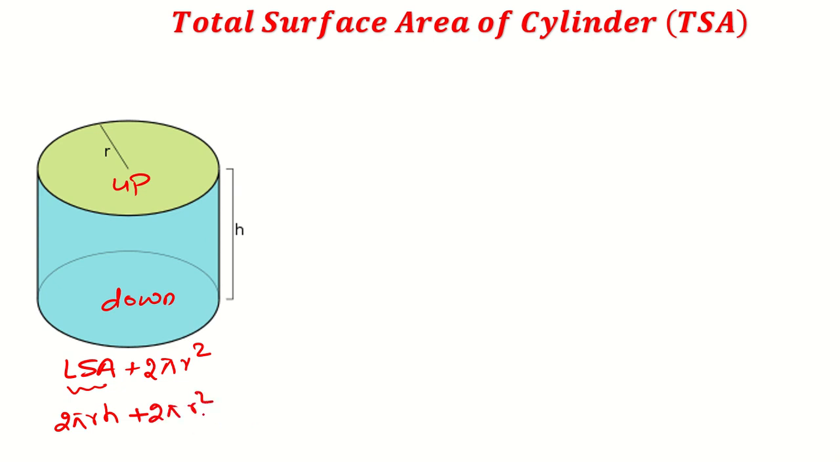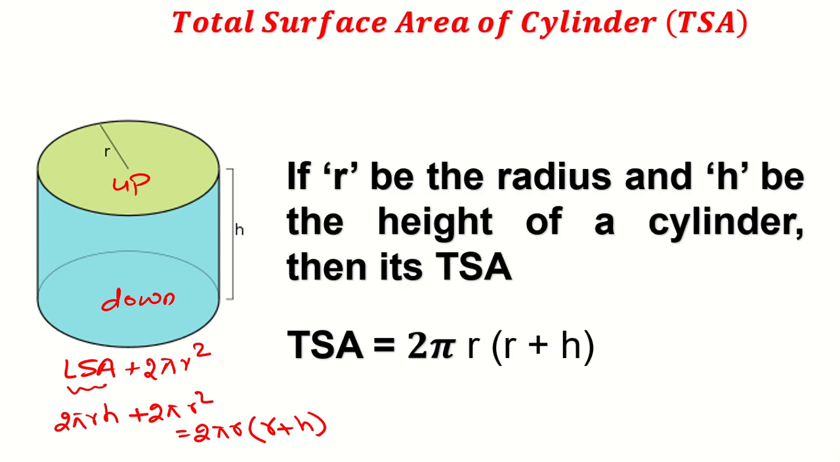And what simplification can you do here? If you want, you can take 2 pi r common. In the bracket, you will get r plus h. So in the form of a sentence, I have written here for you 2 pi r times r plus h. But you must understand the difference between the curved surface area or lateral surface area and the total surface area.